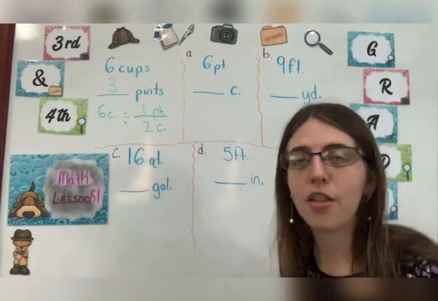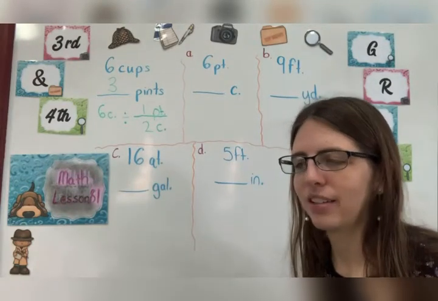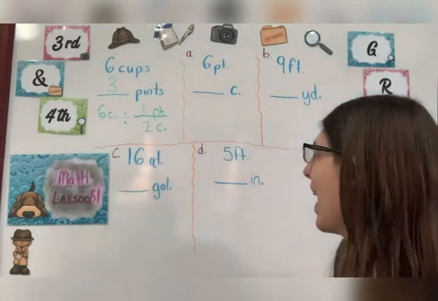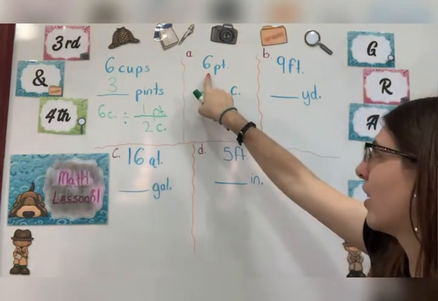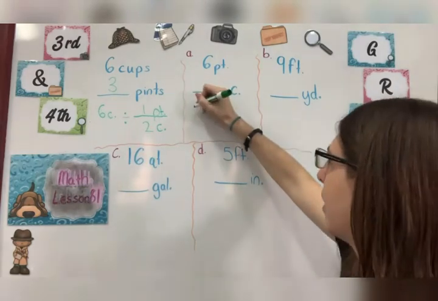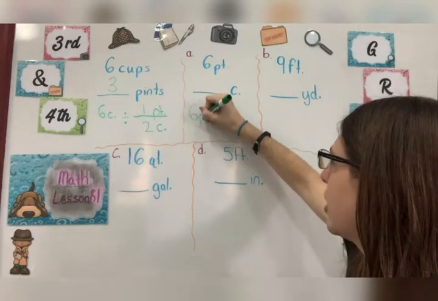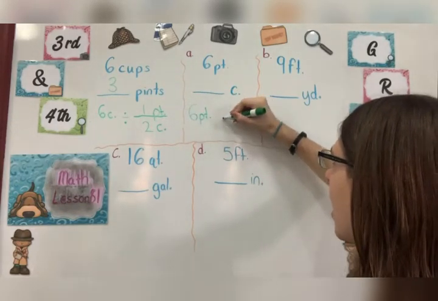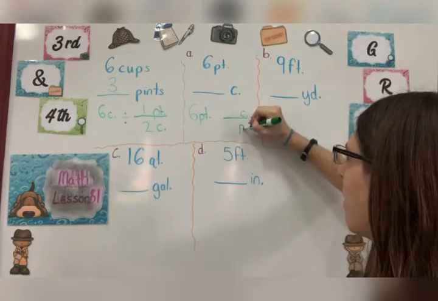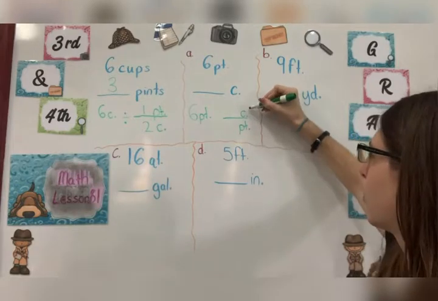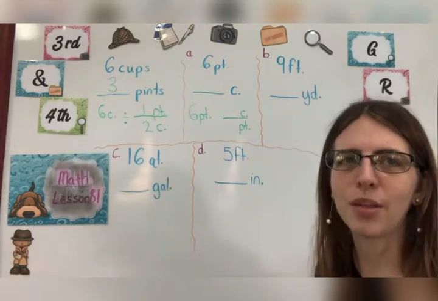Okay, let's try it the other way around. Now this is number 1 in your book, letter A. Number 1, convert the measures, letter A. So, I'm going from 6 pints here to how many cups? So I'm changing from pints to cups. So I write what I'm changing, which is 6 pints. I'm changing it to cups from pints. So cups goes on the top because that's what I'm changing to. From pints, that goes on the bottom.